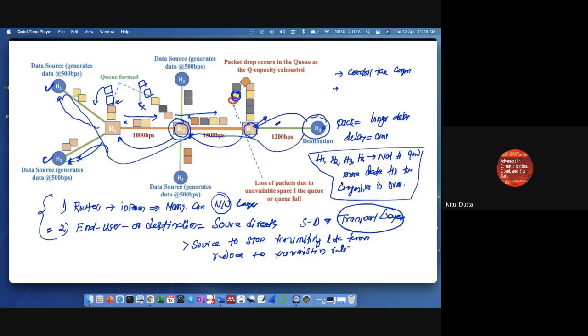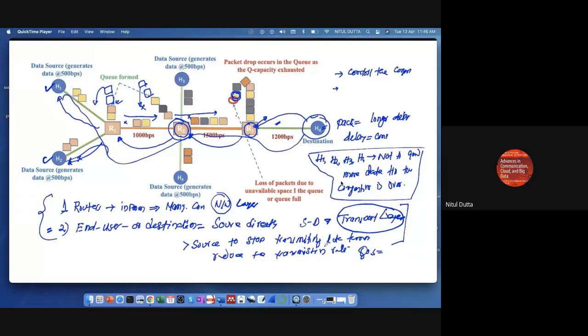So both ways, either in the network layer or in the transport layer, they try to control the congestion so that QoS, or quality of service, would be improved for better utilization of the network. This is all about congestion, and different protocols are used in the network to control such congestions.